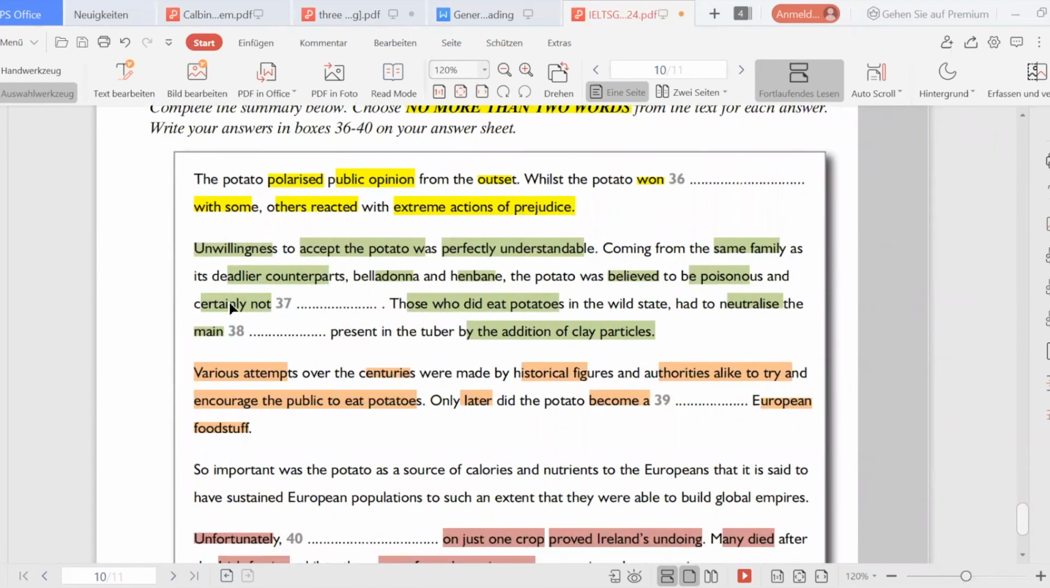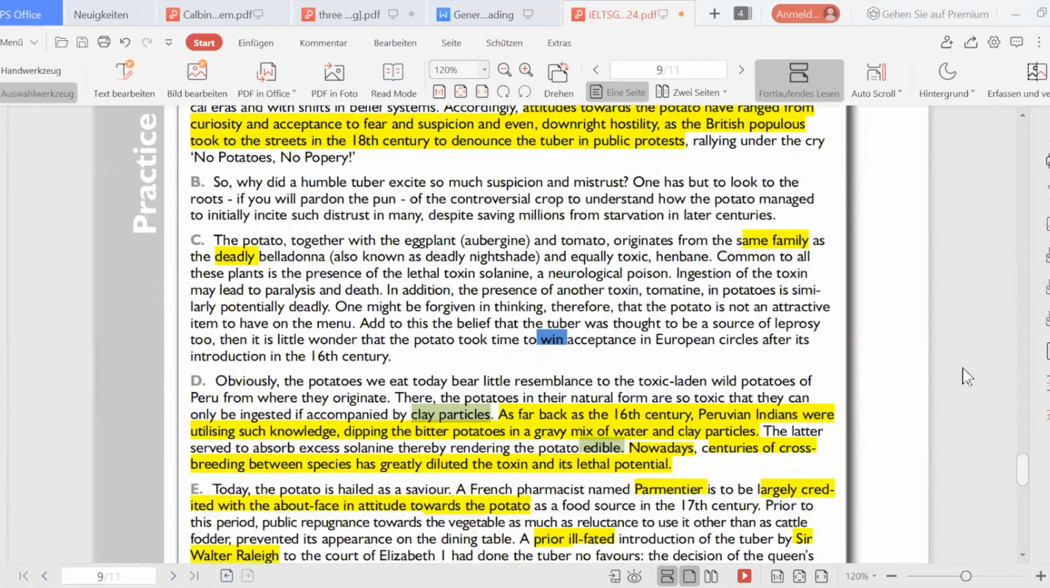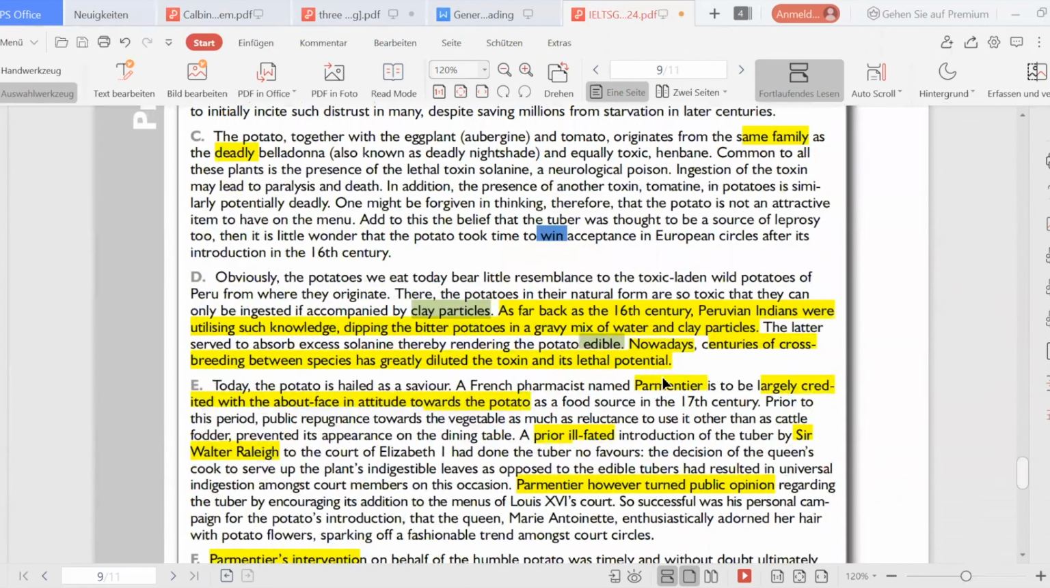Again, highlight the words directly before the gap. 37, certainly not. But the idea is that coming from the same family as the deadlier counterparts, these two potato species, I don't know how to mention them, so I'm not going to try. The potato was believed to be poisonous and certainly not. So we know where this is, about the same family. When we go to, so talk about the same family, belladonna. The answer is actually somewhere, where is it? So the answer is edible.